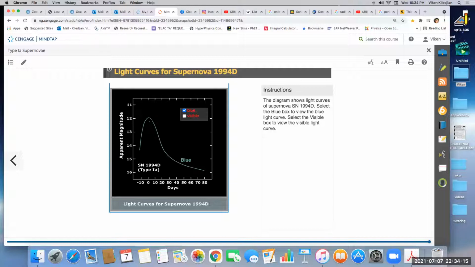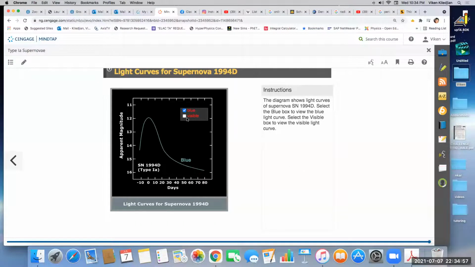Then it's decaying. So after 10 days, it has already decayed. But by the 80th day after the maximum peak, it's no longer that spectacular in the sky. By the 80th day, the apparent magnitude has decreased to almost 16. Remember how the apparent magnitude works? The less the number, the brighter the object appears. So 12 is still pretty bright as compared to 14 or 16.